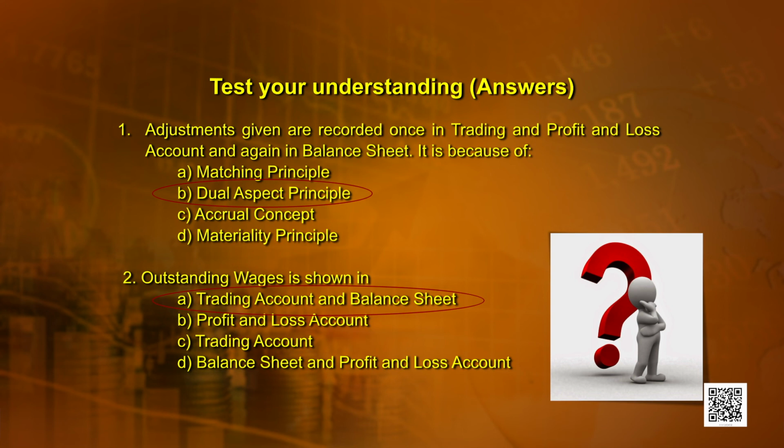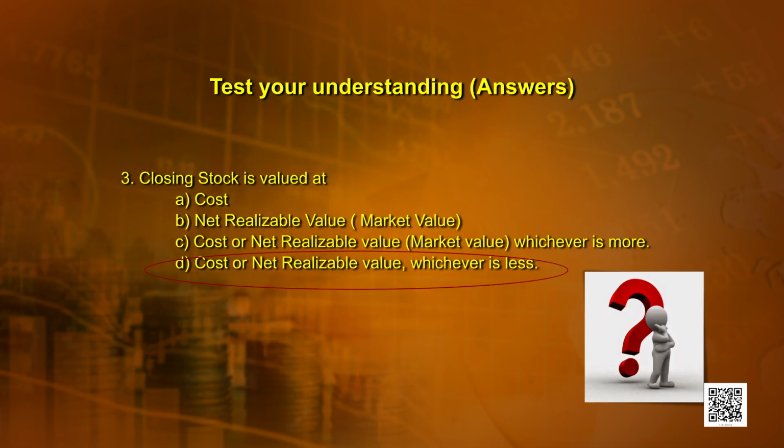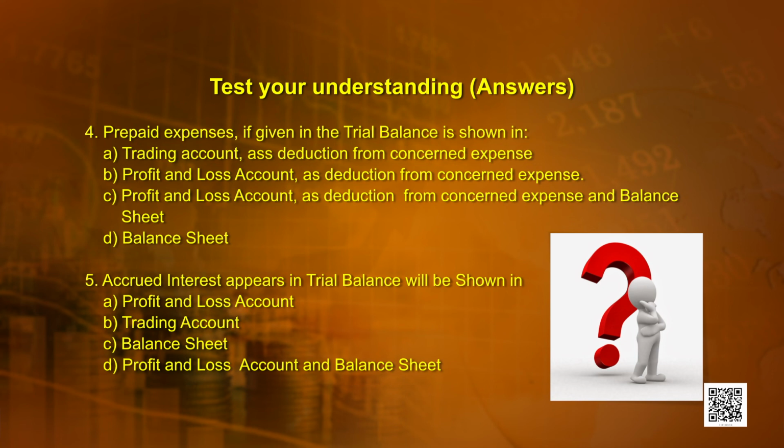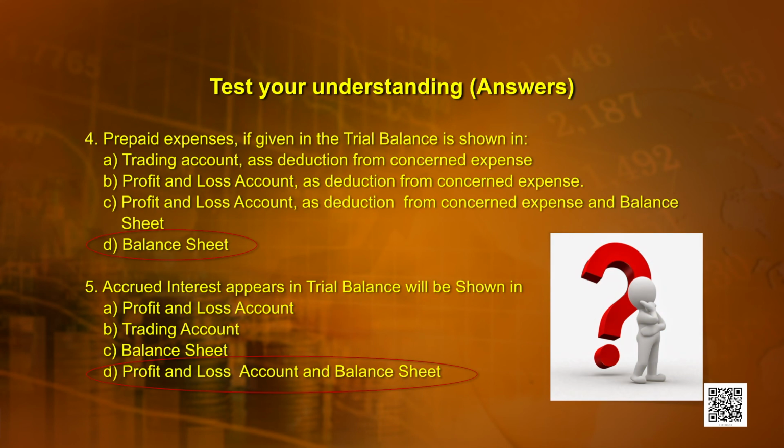As you can see, correct responses of the multiple choice questions are encircled. Next question. Prepaid expenses, if given in the trial balance, is shown in A. Trading account as deduction from concerned expense, B. Profit and loss account as deduction from concerned expense, C. Profit and loss account as deduction from a concerned expense and balance sheet, D. Balance sheet. Fifth, accrued interest appearing in the trial balance will be shown in A. Profit and loss account, B. Trading account, C. Balance sheet, D. Profit and loss account and balance sheet. As you can see, correct responses of the multiple choice questions are encircled.